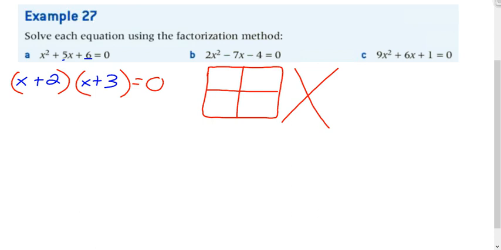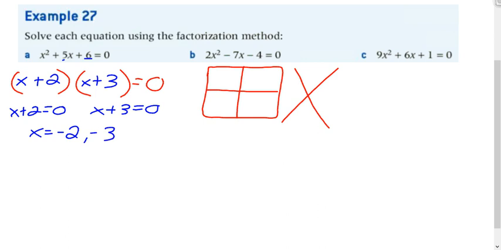So now you do the zero product property. Set each factor equal to 0. So x plus 2 equals 0 and x plus 3 equals 0. That's the whole point of why we factor. Because the zero product property happens. If this is 0, then this goes away. Or if this is 0, then this goes away. So therefore, when you solve, you get -2 and -3.